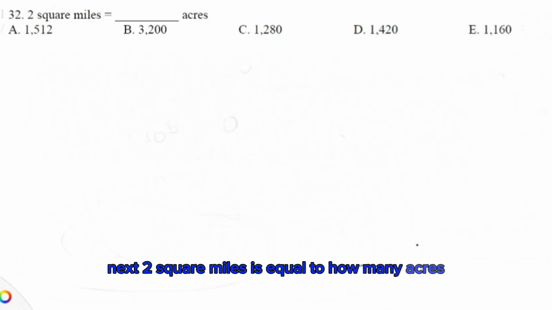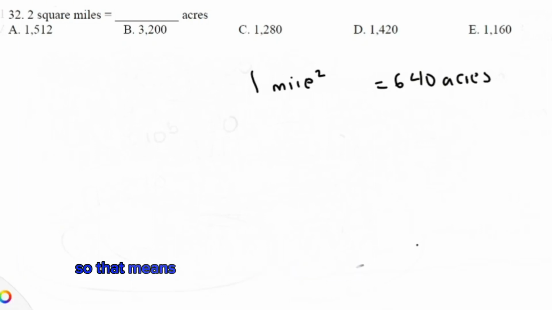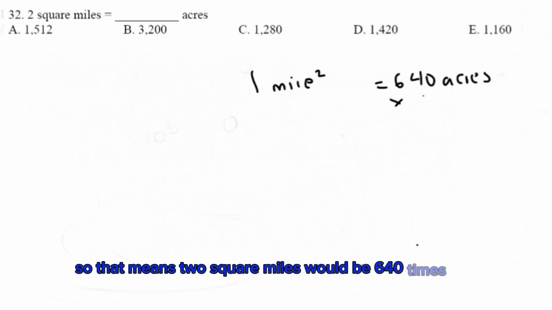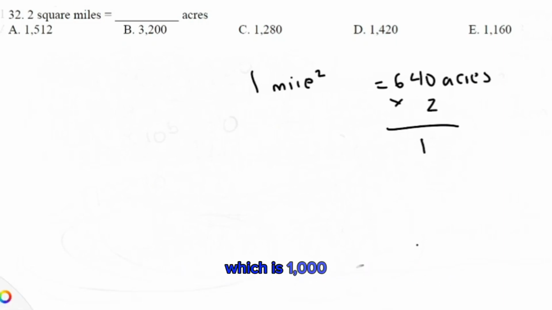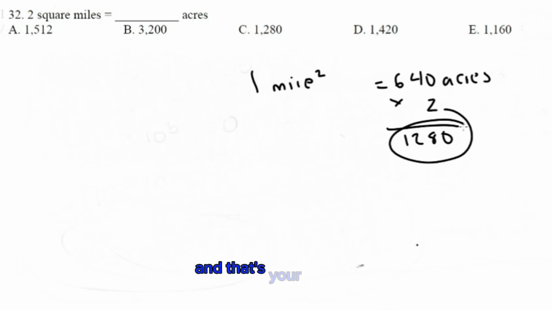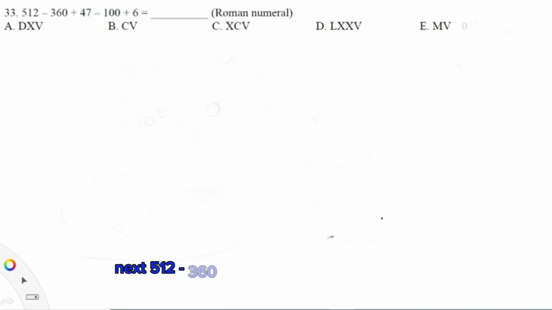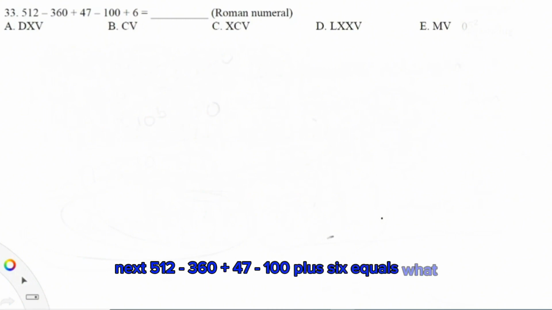And that's your answer. Next, 2 square miles is equal to how many acres? This is a very simple problem actually, because 1 square mile, so 1 mile squared, is just equal to 640 acres. So that means 2 square miles would be 640 times 2, which is 1,280. And that's your answer. Next, 512 minus 360 plus 47 minus 100 plus 6 equals what in Roman numerals?